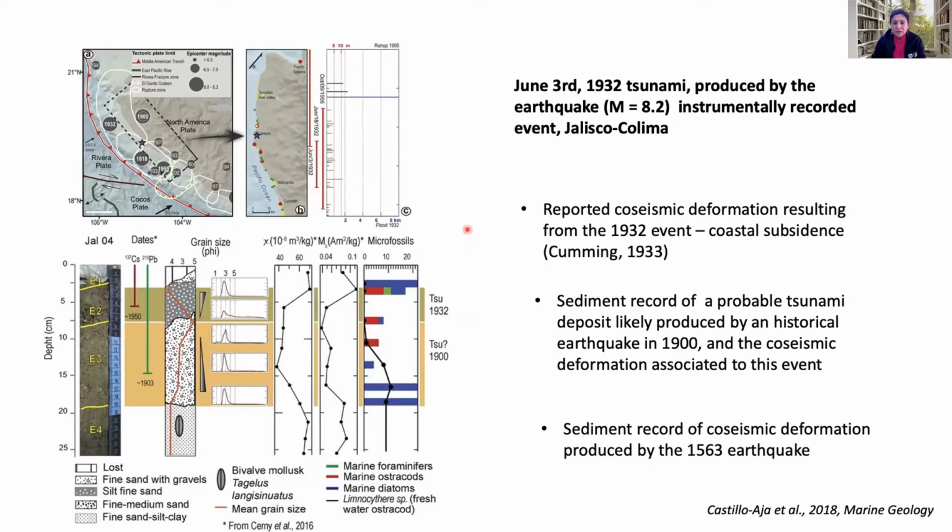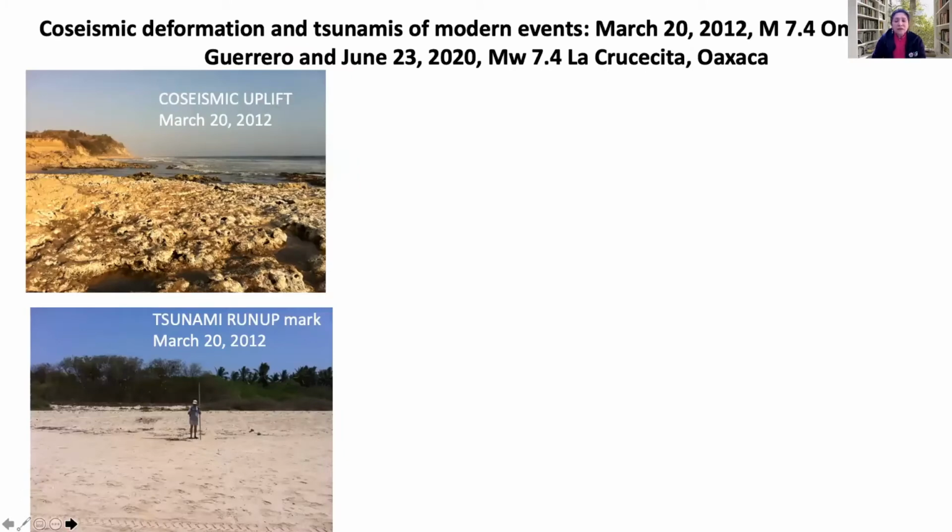We found the evidence of this event in this region, La Saladita, but we also found in the sediment record another tsunami that happened approximately in 1900, with the co-seismic deformation associated to this event, and another unit that dates back to 1563. So what we do in Mexico, there is a lot to do, but as long as there is an earthquake, we rush to the coast to do the post-tsunami survey and also post-earthquake survey.